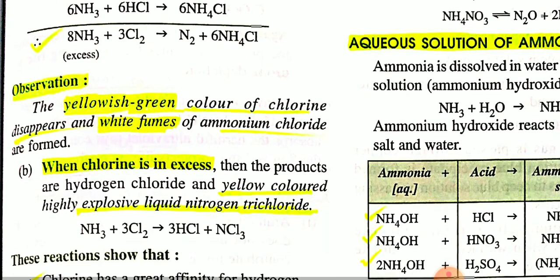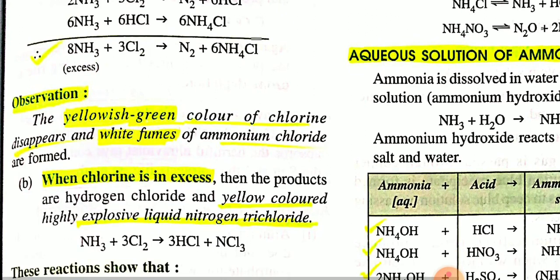But when chlorine is in excess, then the products are different. When chlorine is in excess, then the products are hydrogen chloride, HCl, and a yellow colored highly explosive liquid, nitrogen trichloride, NCl3. The reaction is NH3 plus 3Cl2, arrow 3HCl plus NCl3.